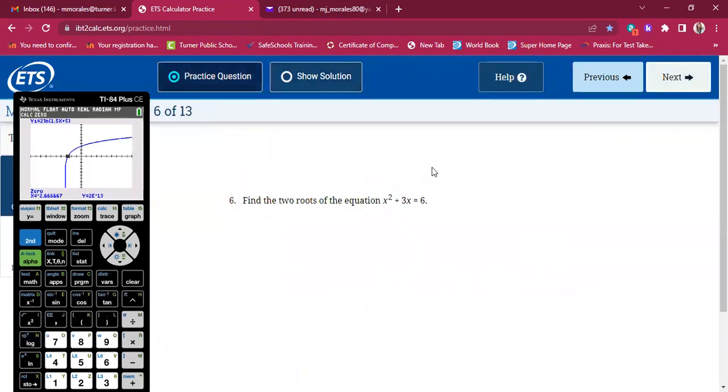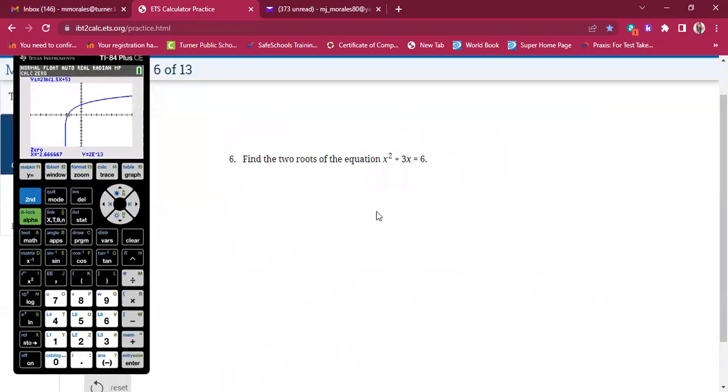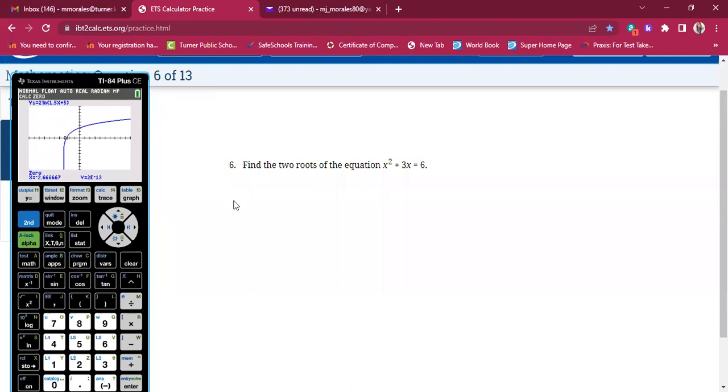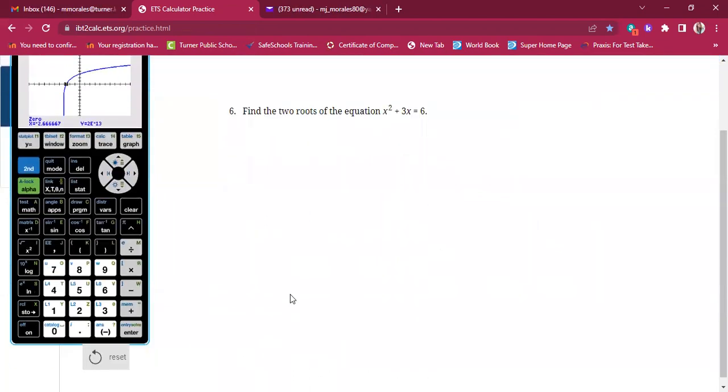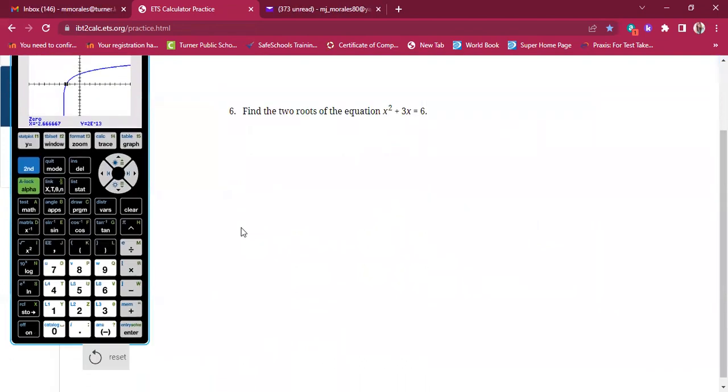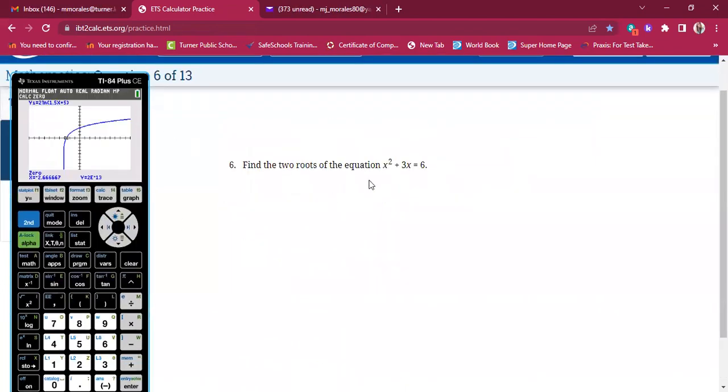Okay, so this one: find the two roots of the equation. When you say roots, these are the zeros of x. These are the values of your x when y is zero. So it's the same thing. We have to write this one in standard form.